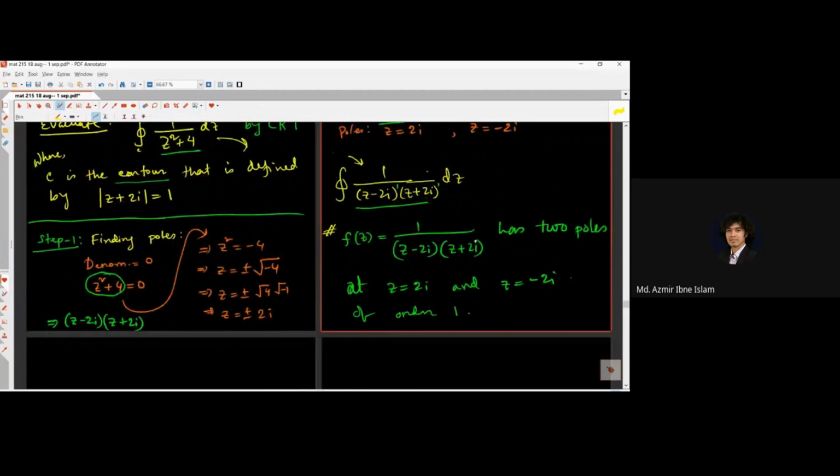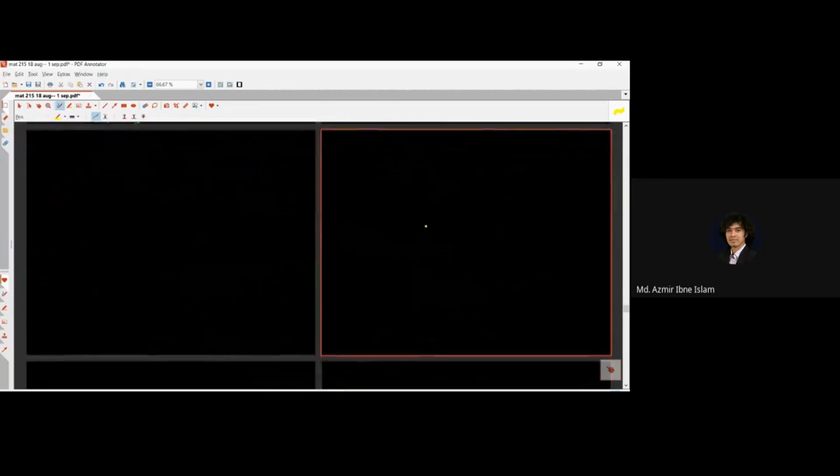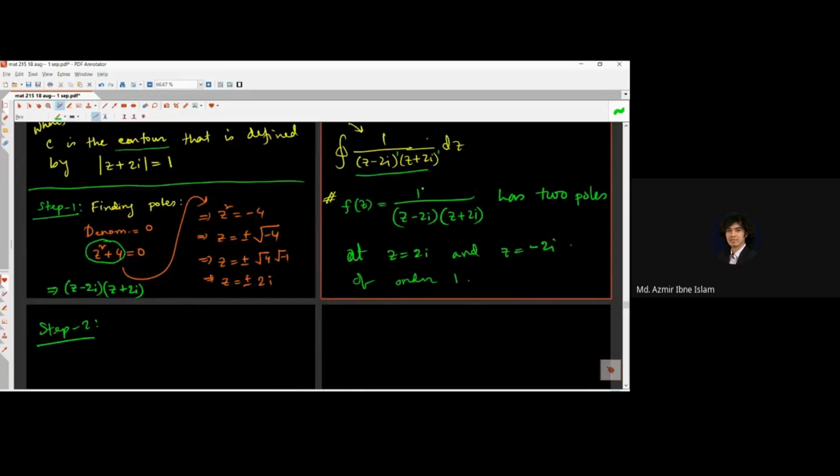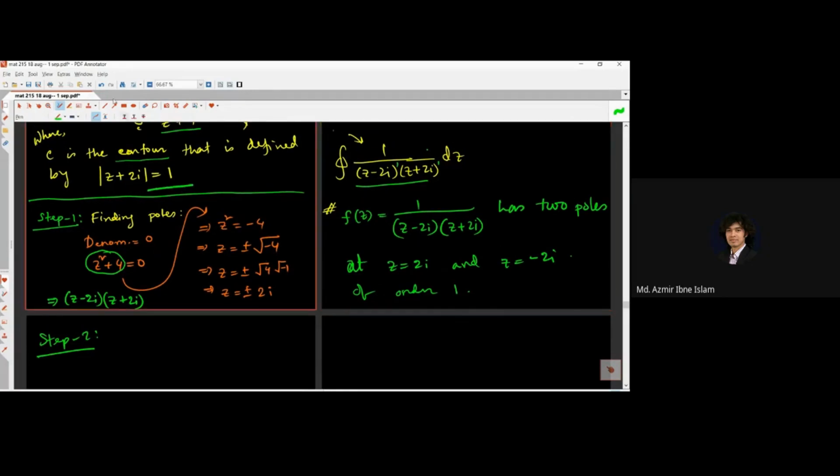Okay. Now step 2. Step 2 is to draw the region. And we have to understand, out of these two poles, which are inside and on the contour. And we have to check whether there is any pole which is outside. So we have the region, this.